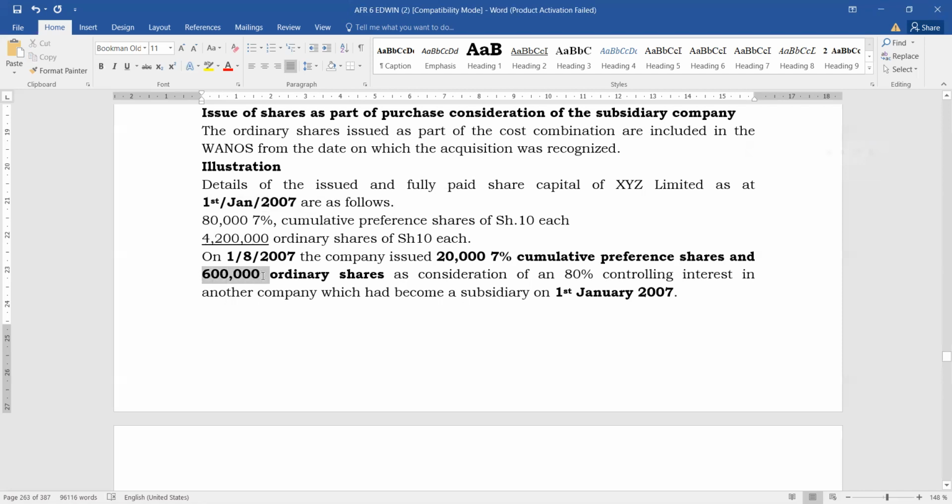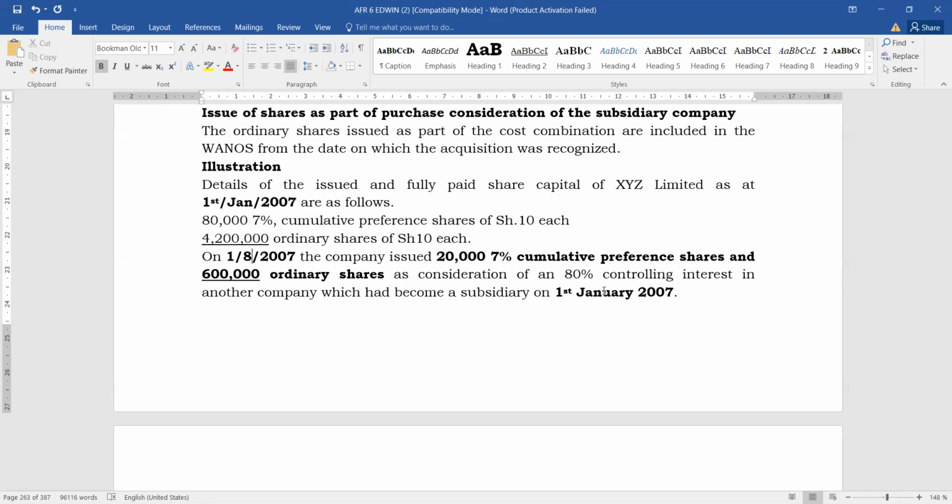What about the 600,000? Will I weigh from August or from January, when the subsidiary was acquired? You need to know that August is wrong. When you issue shares as part of purchase consideration, you weigh those shares from the time of acquisition of the subsidiary. Here, the subsidiary was acquired in January. So the shares issued as part of purchase consideration of that subsidiary are supposed to be weighed from January, but not August.